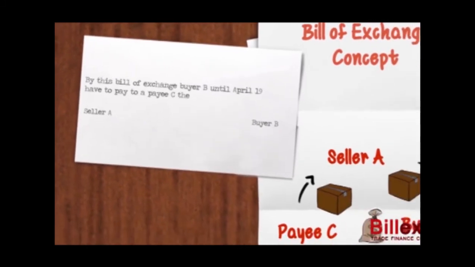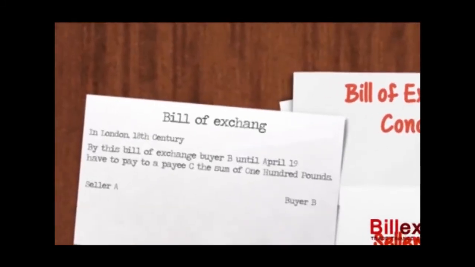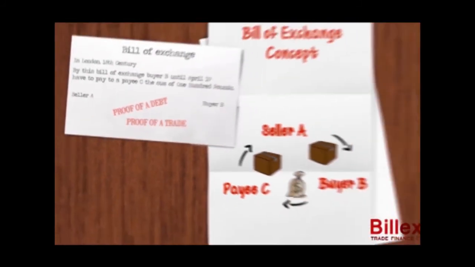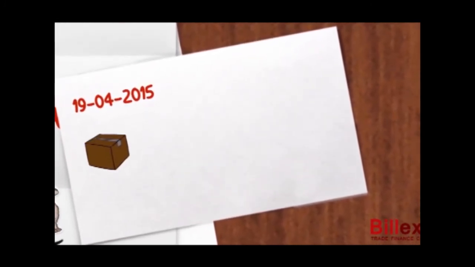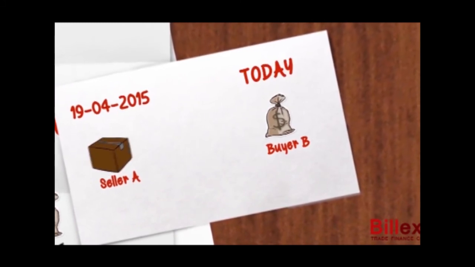Gradually, this method has also developed as a risk management tool, meaning that a bill of exchange is proof of a debt, a proof of a trade, and since it could also have a due date in the future, therefore it is also a kind of financing tool. You buy today and pay in the future.